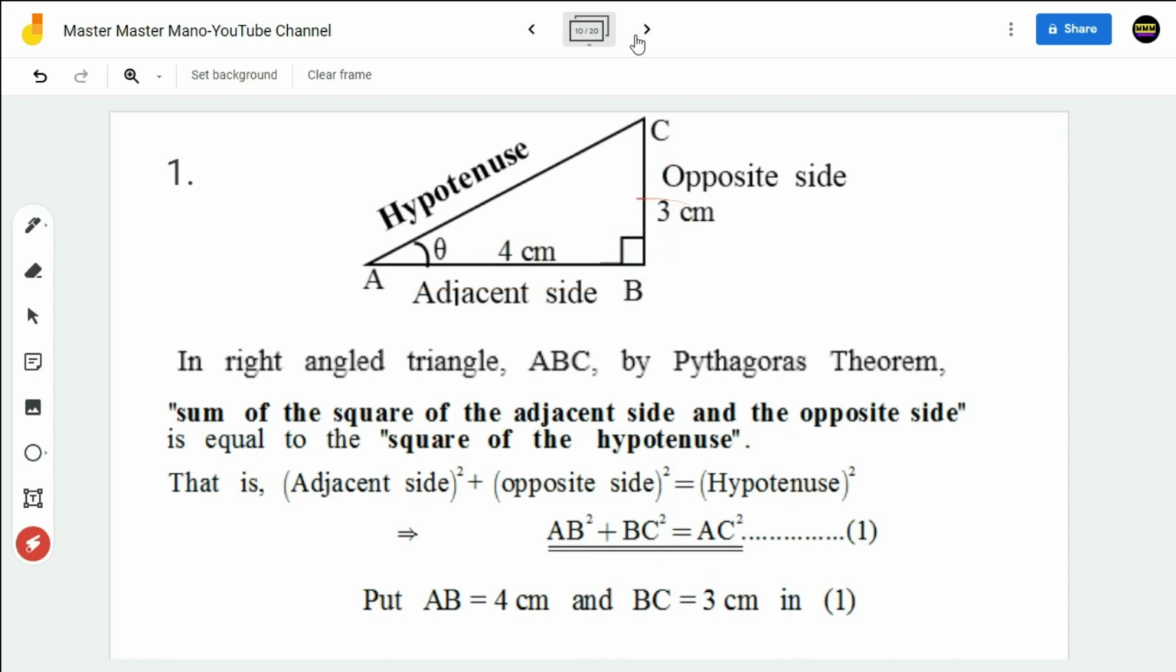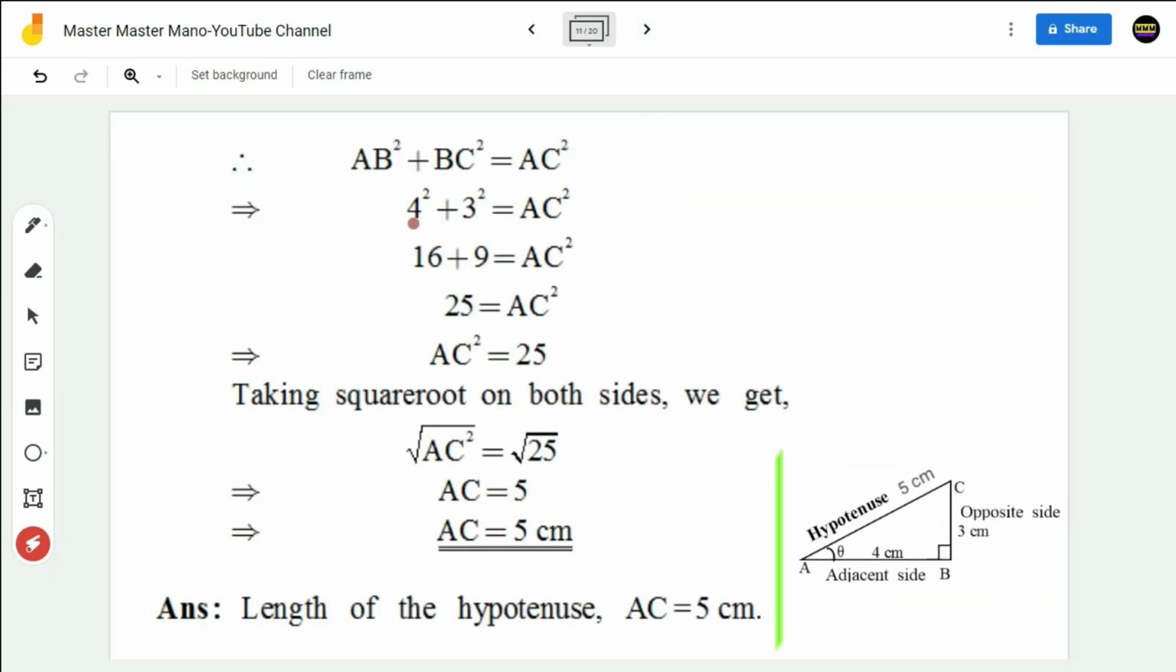On substituting AB equal to 4 and BC equal to 3, this equation 1 becomes 4 square plus 3 square equals AC square. When we square 4, we get 16, and this plus is written, and when 3 is squared, we get 9, equal to AC square. 16 plus 9 equals 25, equal to AC square.